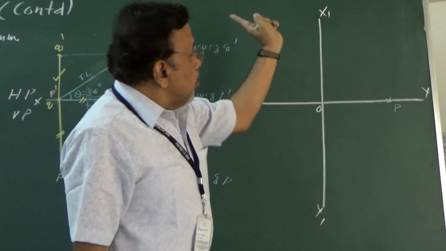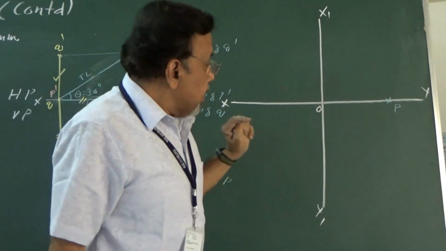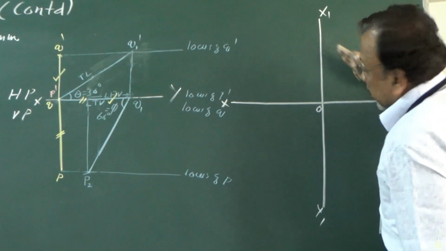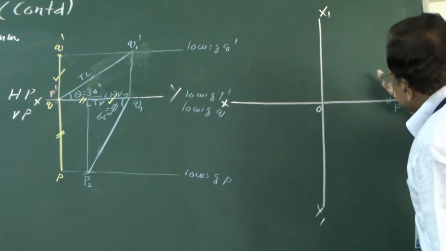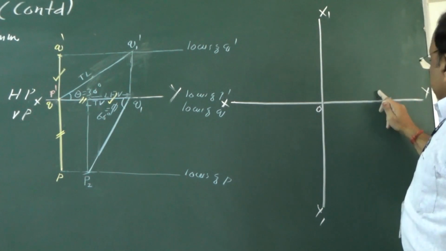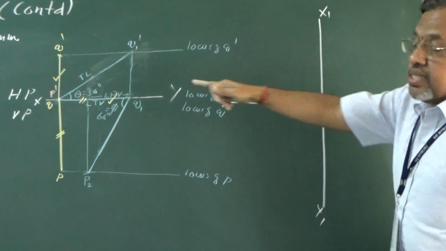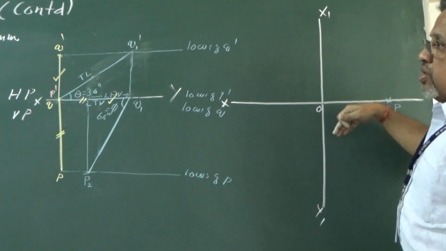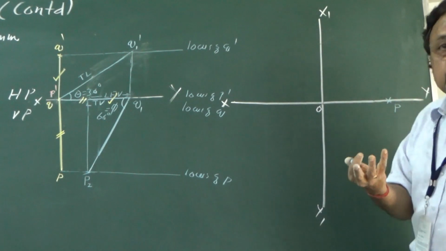Okay, now I know the true length of the line. What is the true length of the line given? It is given as 75 mm. So I should draw the 75 mm line such that this angle should be equal to how much? 30 degrees. Since this is 30 and these two lines are perpendicular, I will get this angle to be 60 degrees itself.